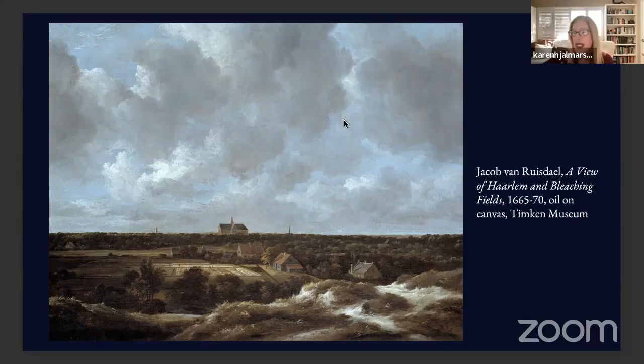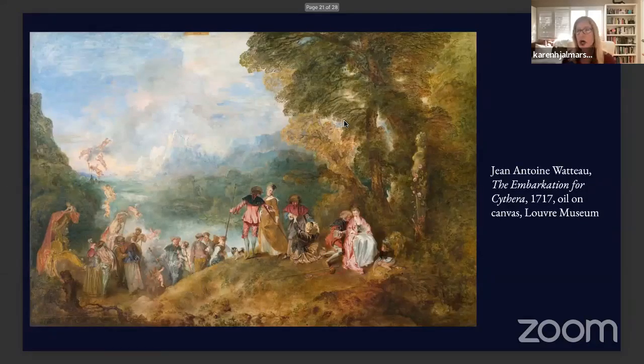He painted many of these views of Haarlem. I think he did something like 15 studies, and this is one of his most interesting. Just in about 5 minutes we have left, I may go over 5, I apologize. I do want to show you a couple French paintings. We just have a few to look at.